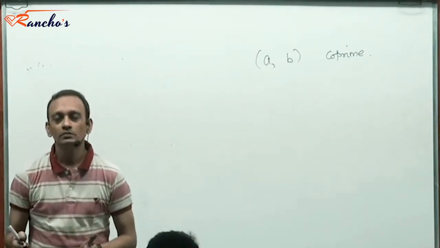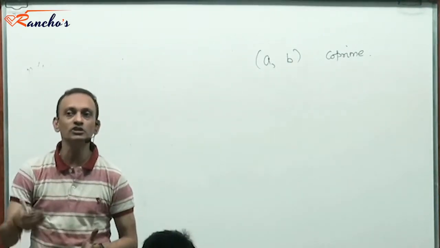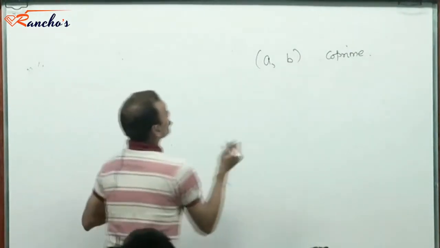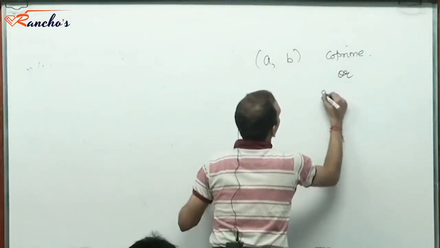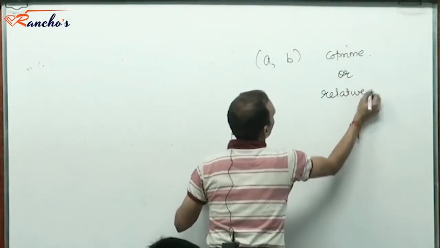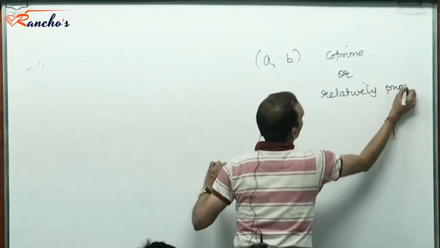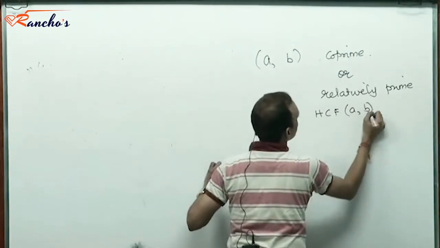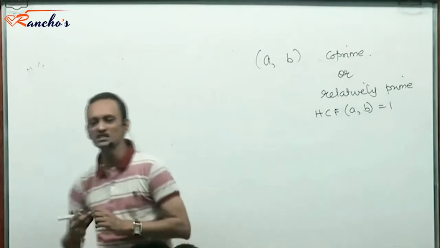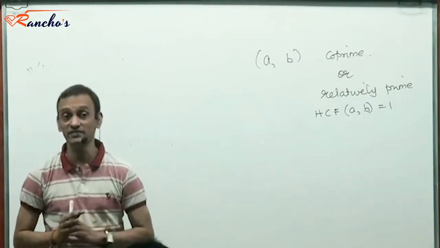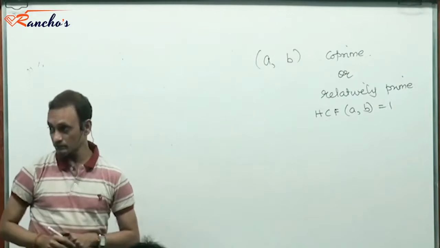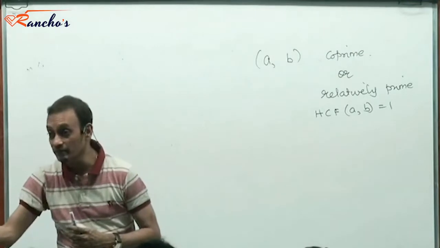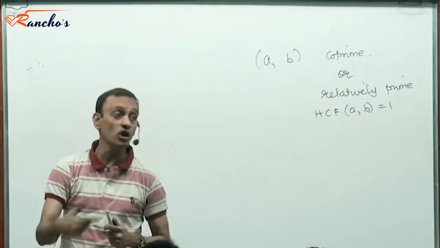Now, which really means if they have no factor other than 1 in common, their HCF must be 1. Their HCF must be 1. So, two numbers are coprime or relatively prime if the only common factor that they have is 1. HCF or GCD of A and B is 1. That's when they are said to be relatively prime, right? 3 and 20 are relatively prime, right? The only factor that they have in common is 1.